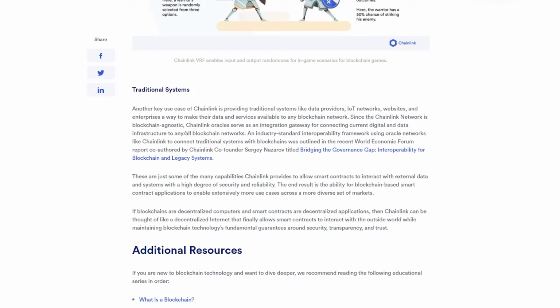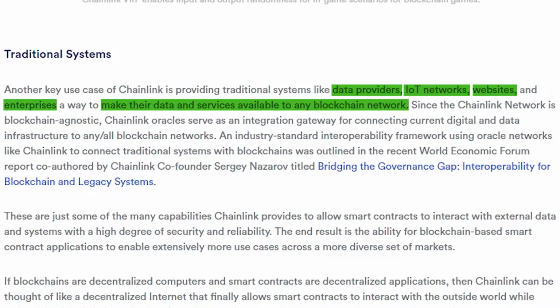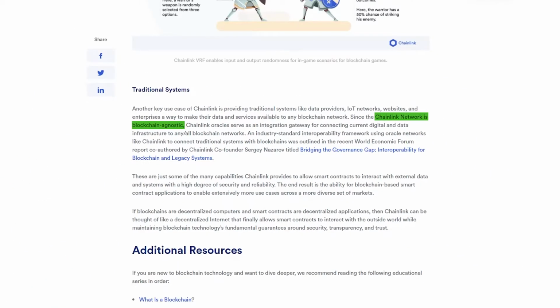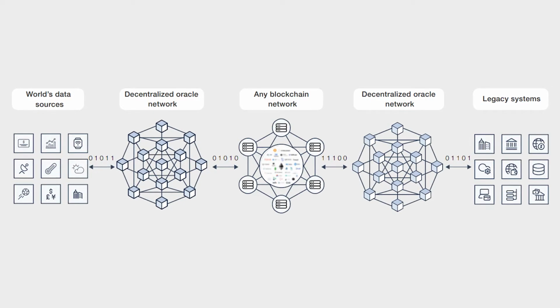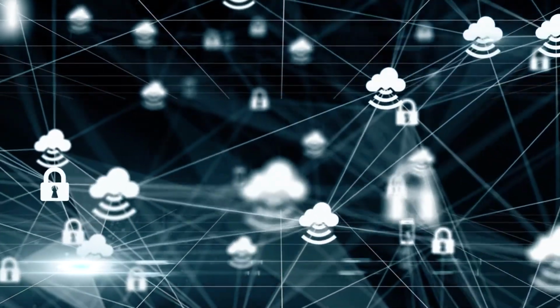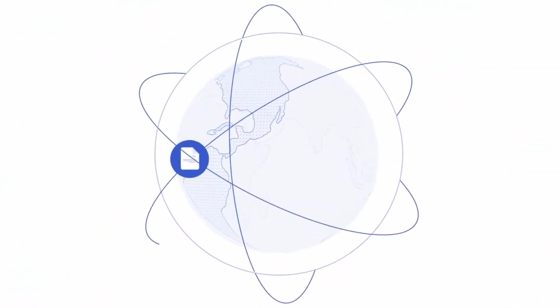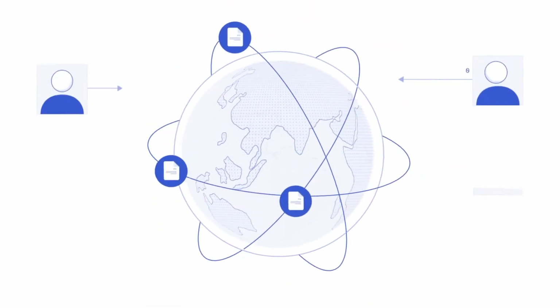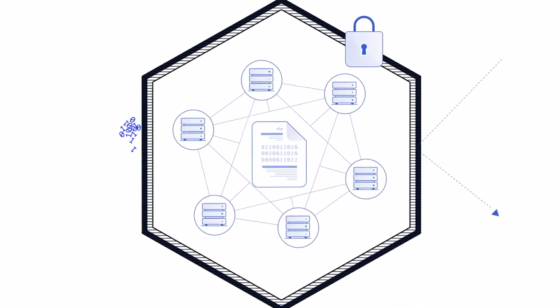Traditional systems. Another key use case of Chainlink is providing traditional systems like data providers, IoT networks, websites, and enterprises a way to make their data and services available to any blockchain network. Since the Chainlink network is blockchain agnostic, Chainlink oracles serve as an integration gateway for connecting current digital and data infrastructure to any and all blockchain networks. These are just some of the many capabilities Chainlink provides to allow smart contracts to interact with external data and systems with a high degree of security and reliability.